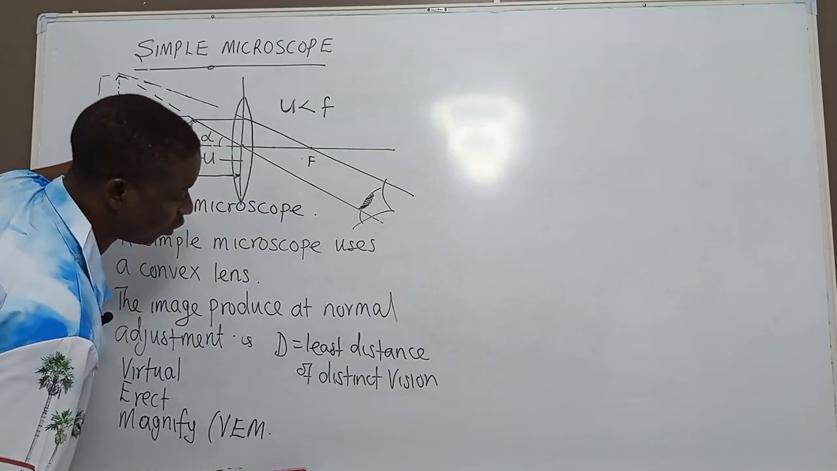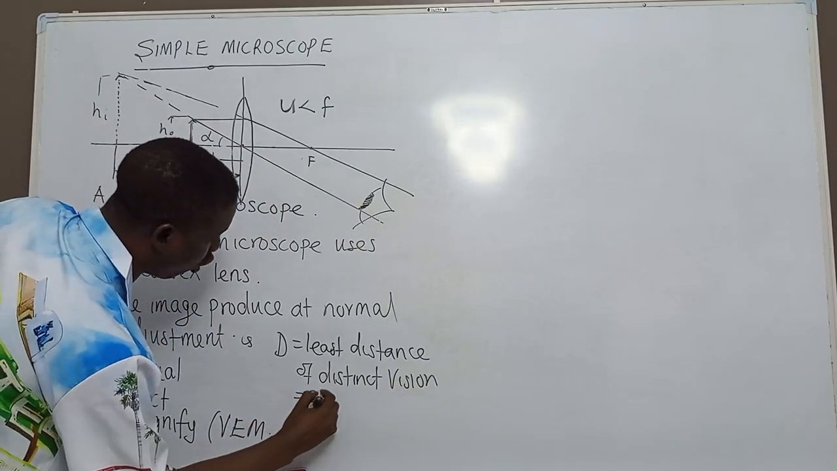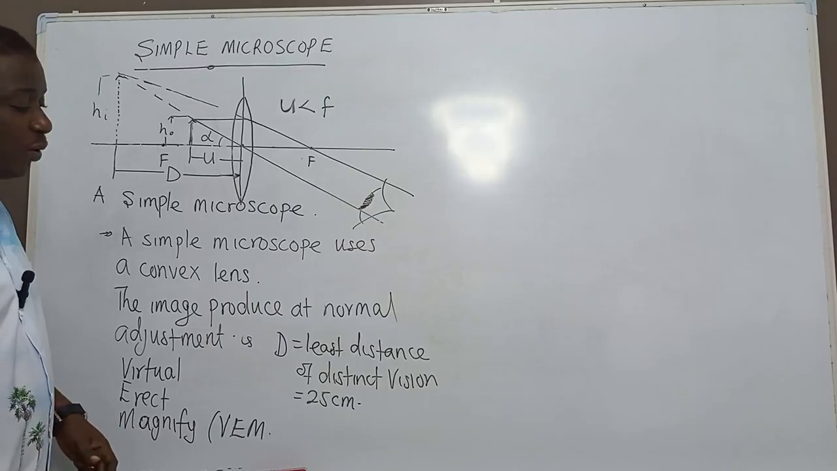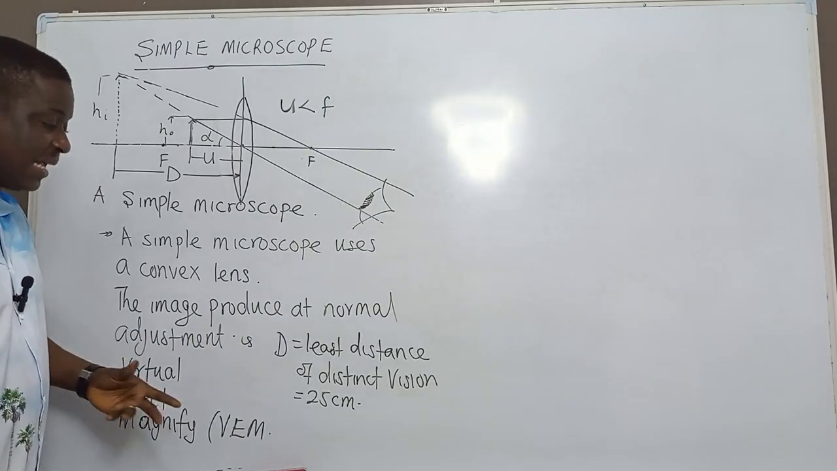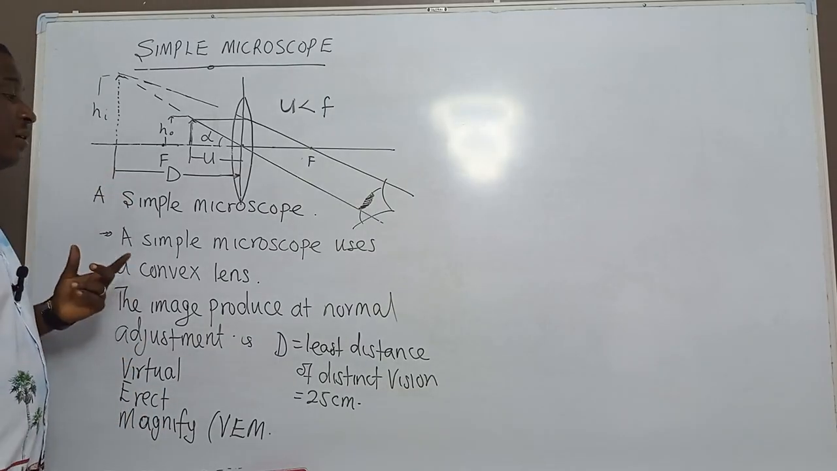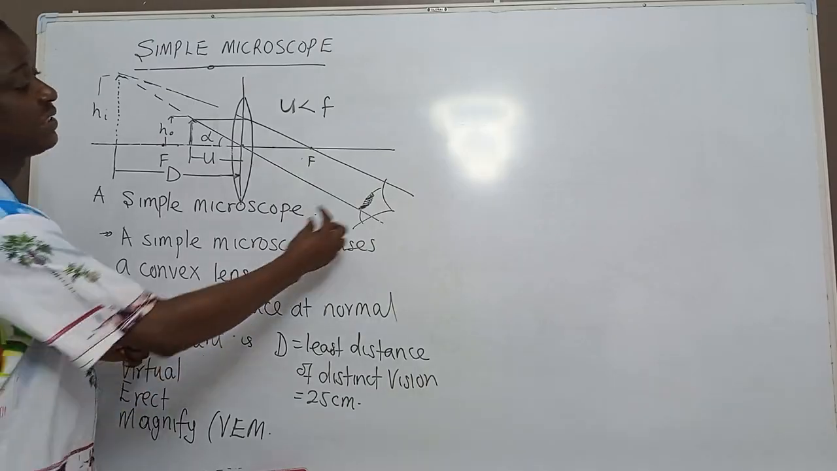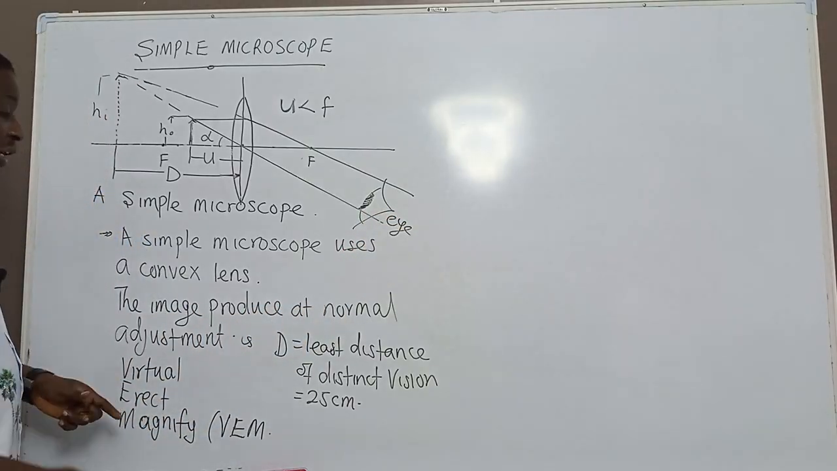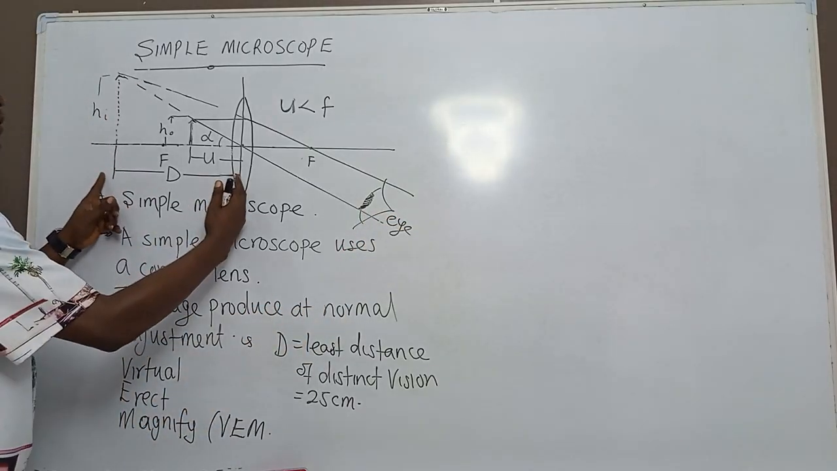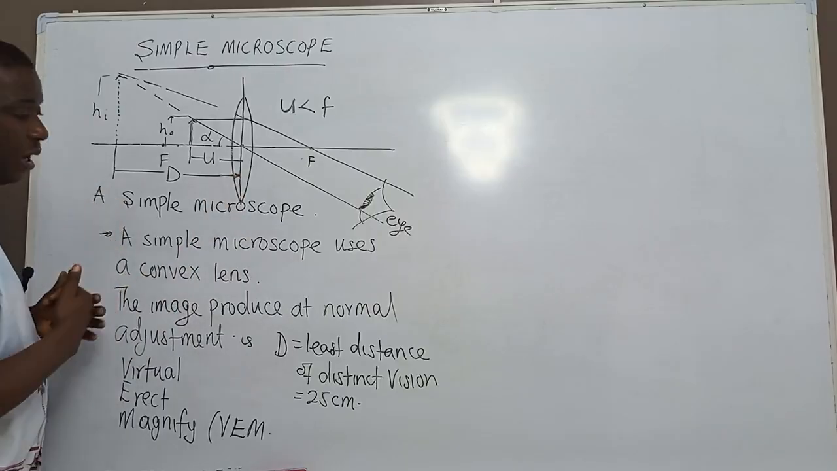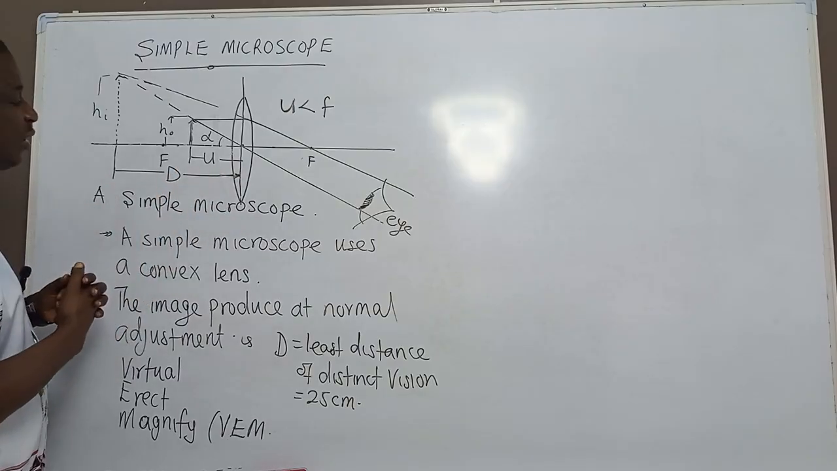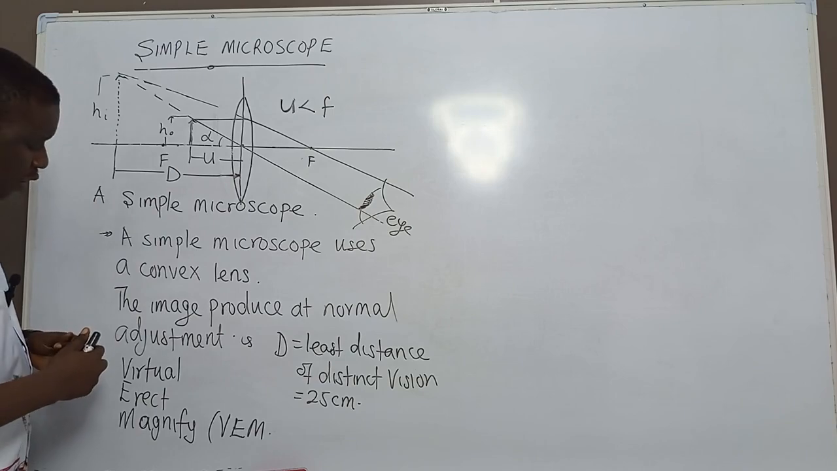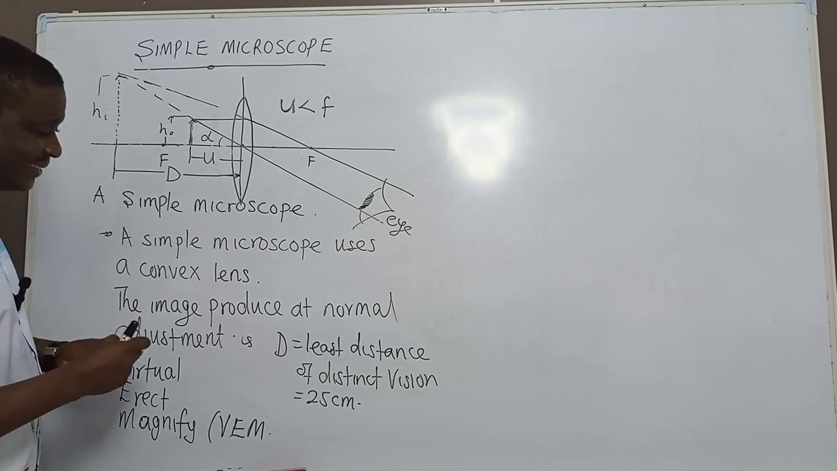The least distance of distinct vision is equal to 25 centimeters. For this particular eye to see with very clear vision, the image must be set at a minimum of 25 centimeters. That means 25 centimeters.